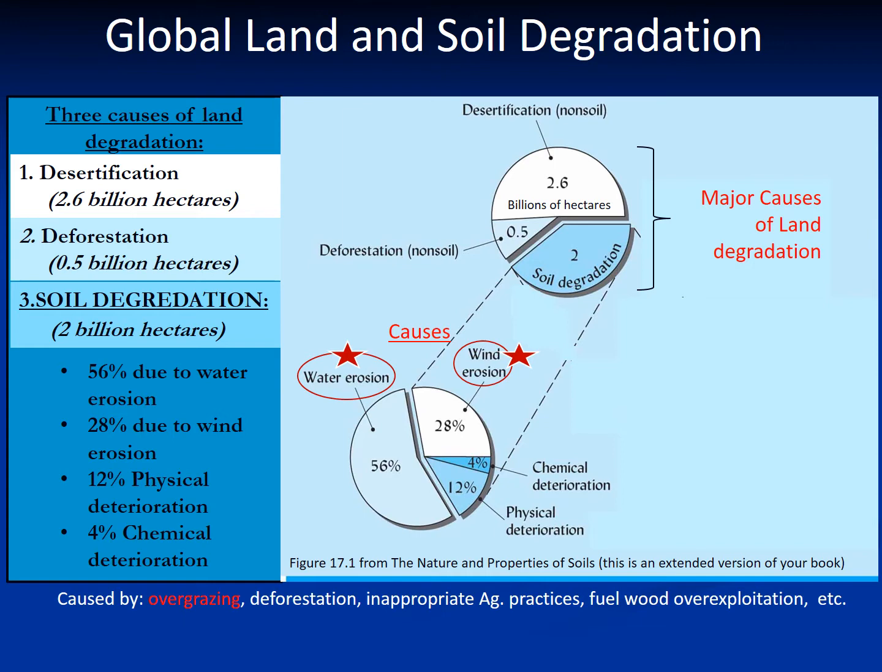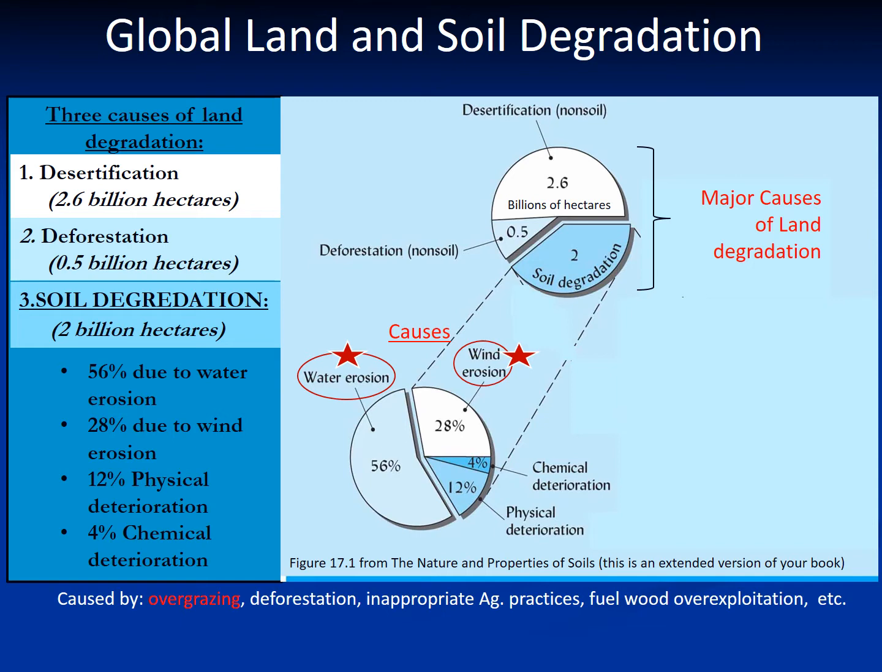So there's various forms of global land and soil degradation. The 3 main causes of land degradation, and remember these are a learning objective, are desertification, deforestation, and then soil degradation. So soil degradation accounts for about 56% being lost to water erosion, 28% due to wind erosion, 12% due to physical deterioration, and 4% due to chemical deterioration.